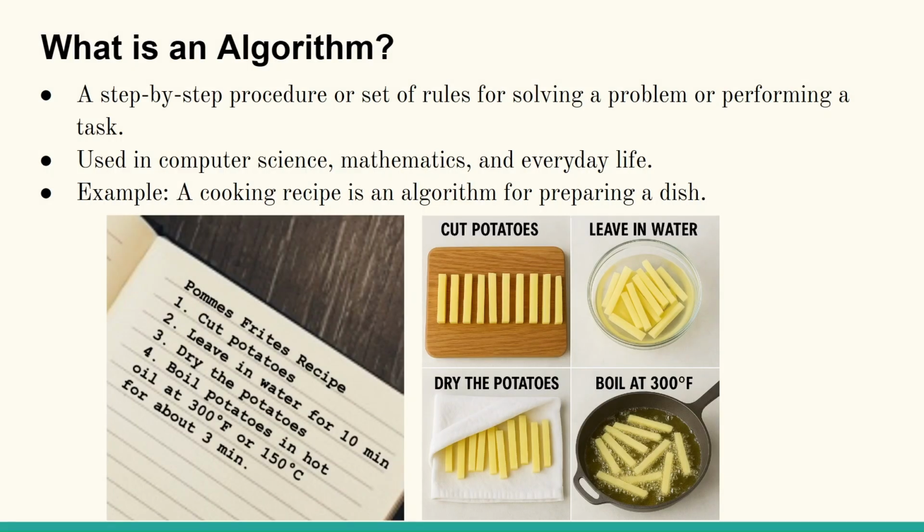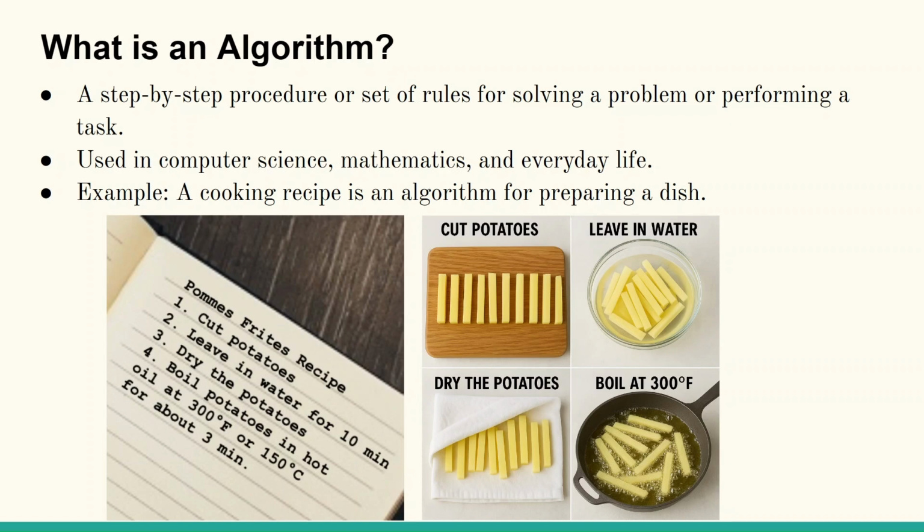What is an algorithm? An algorithm is a step-by-step procedure or set of rules for solving a problem or performing a task. It is used in computer science, mathematics, and everyday life. For example, a cooking recipe is an algorithm for preparing a dish.